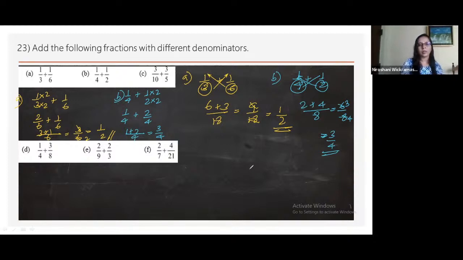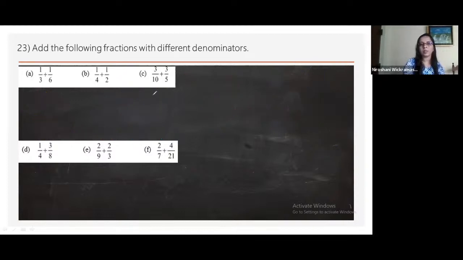Right. I think you finished, right? C. I will do the C part here. 3/10 plus 3/5. This is by 2, this is by 2. 3/10 plus 6/10. 3 and 6, that is 9/10. This way and the other way also.